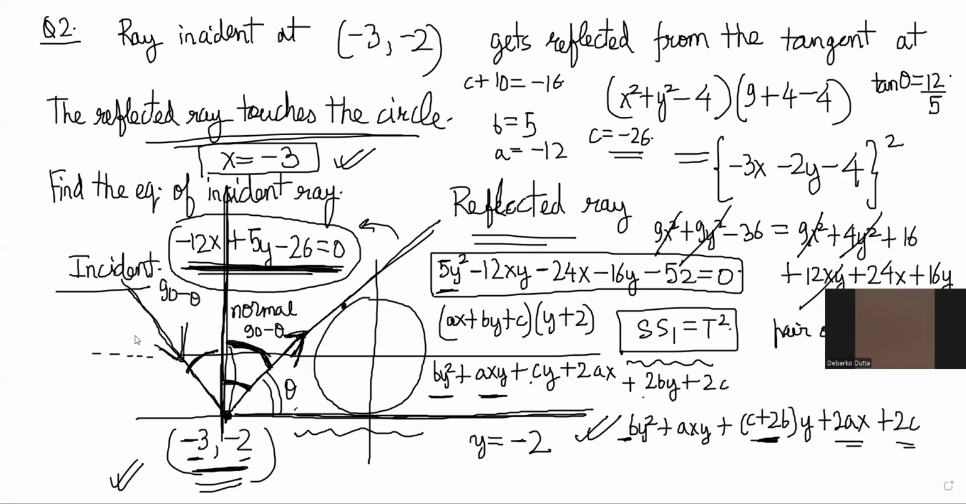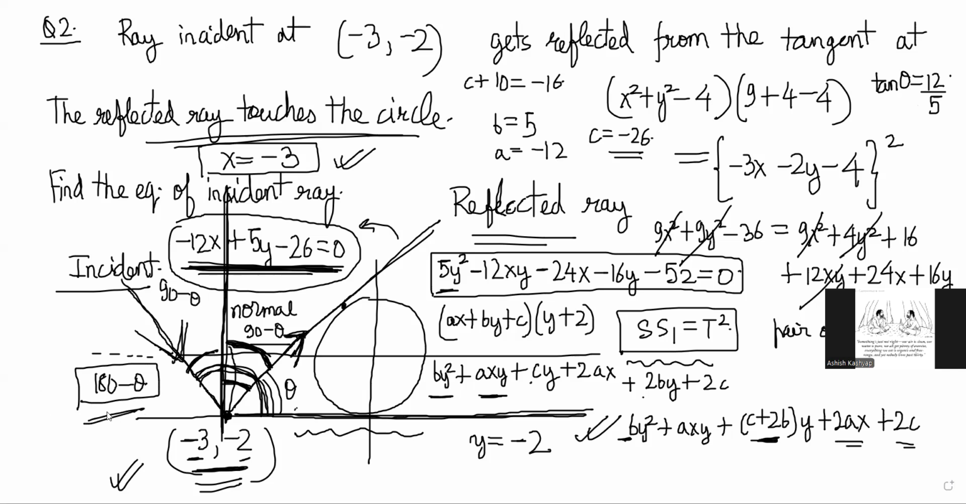So my incident ray is making what angle? It is making 90 minus 90 plus theta, so 180 minus theta angle with the x-axis, right? So the slope of the incident ray will be tan of this angle, so it will be minus 12 by 5. My incident ray slope should be minus 12 by 5 and it passes through this point. So, point slope form, right?